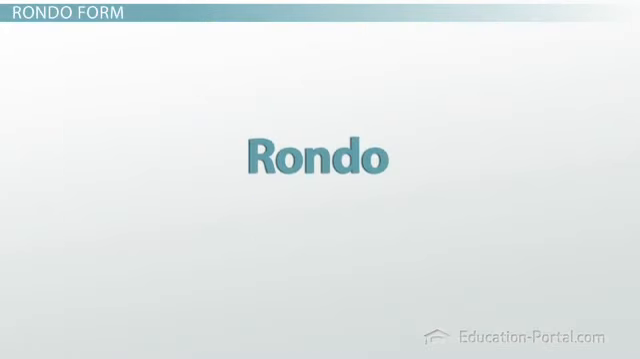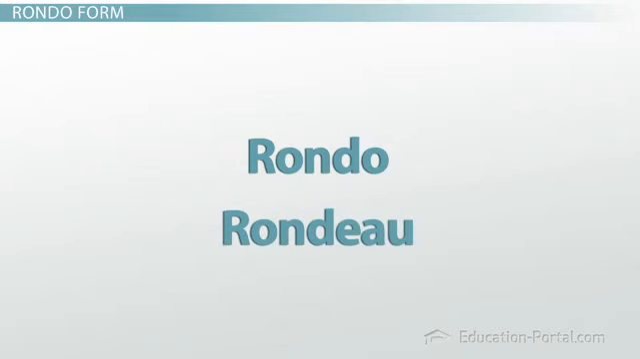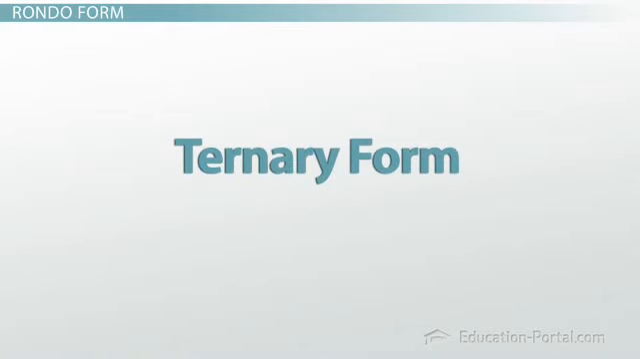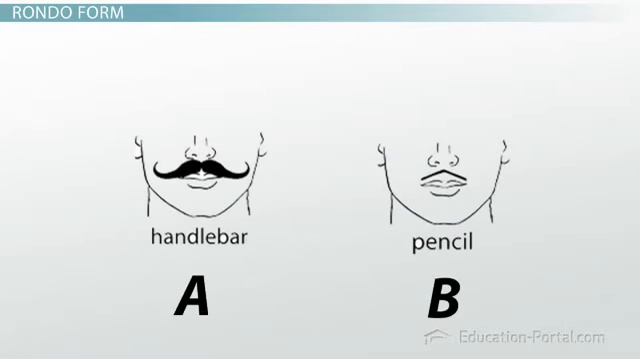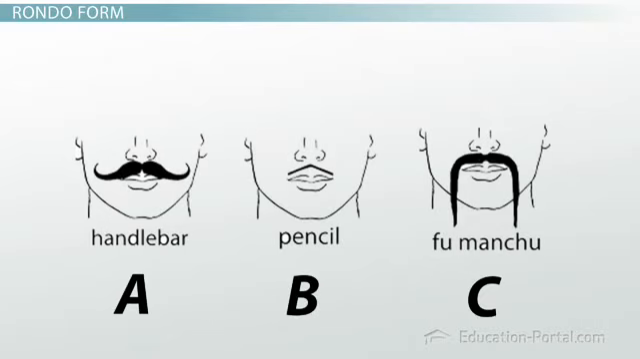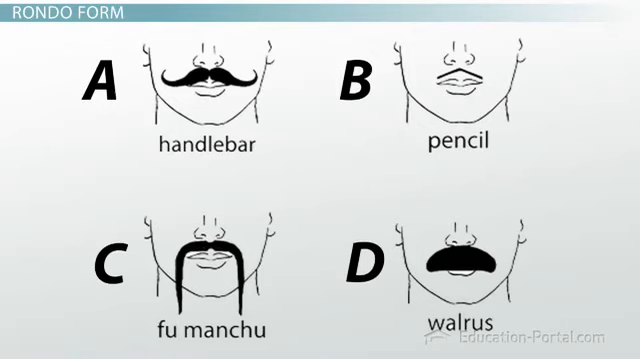Another form, called rondo form, sometimes spelled with a French spelling, is like an extension of ternary form. You may remember that ternary form is when the structure of the song is A-B-A, as in Twinkle Twinkle Little Star. Instead of only having 2 different sections, A and B, like the ternary form, rondo form typically has 3 sections, A, B, and C, or 4 sections, A, B, C, and D.